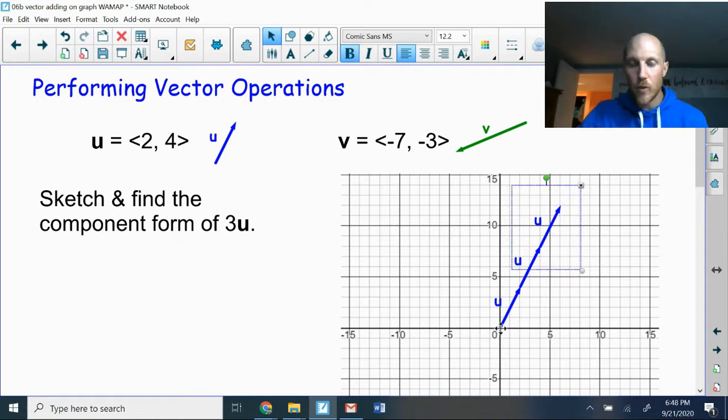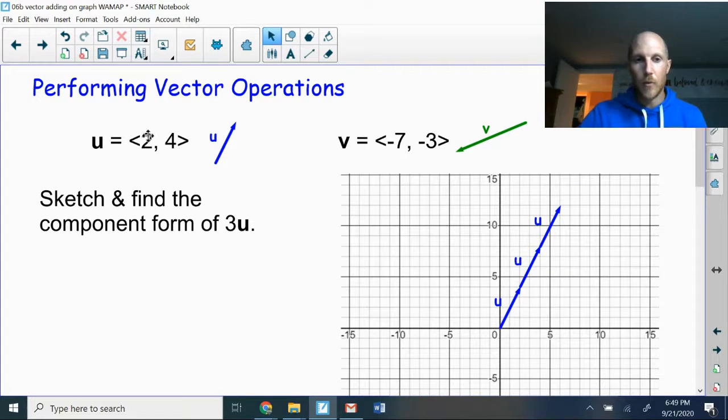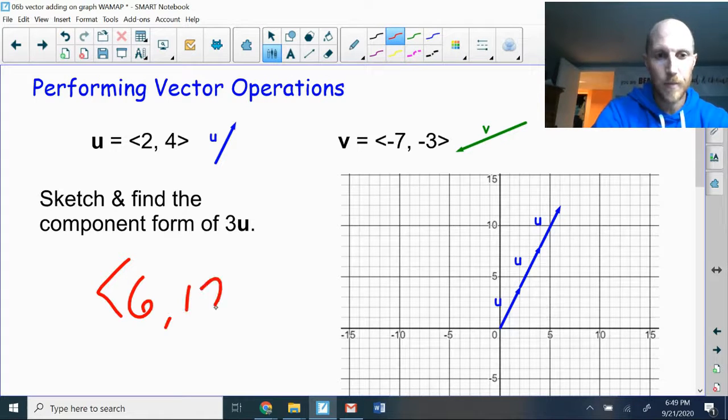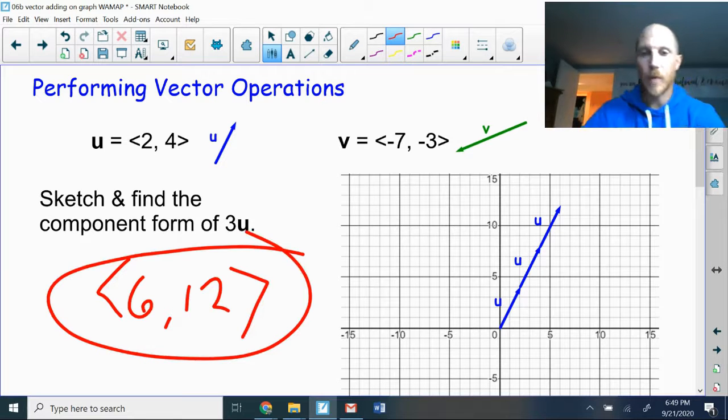All right. So the resultant vector is still just 3u, but when I stack those 3 individual u's together, I've gone from 0 over here to 6, 12, right? And if we're multiplying these components by 3, 2 times 3 is 6, and 4 times 3 is 12, right? So that probably is not much of a surprise. But that's how we graph scalar multiplication.